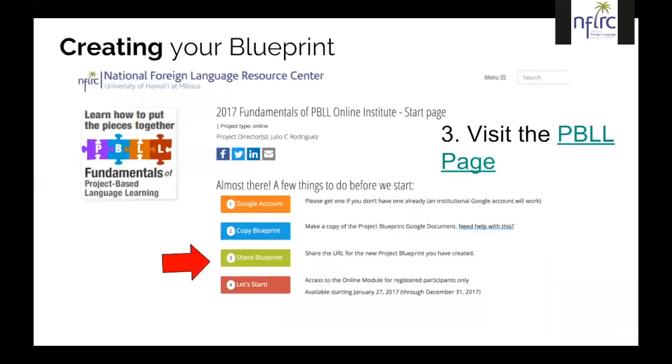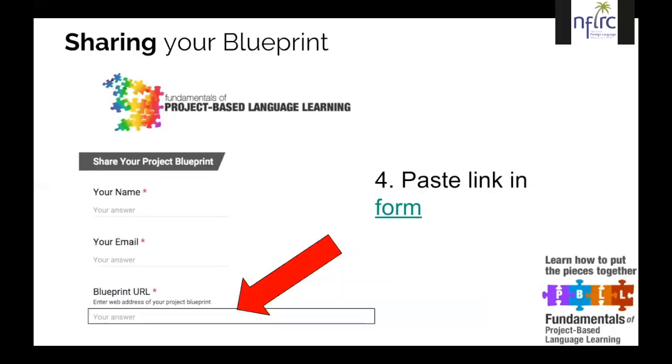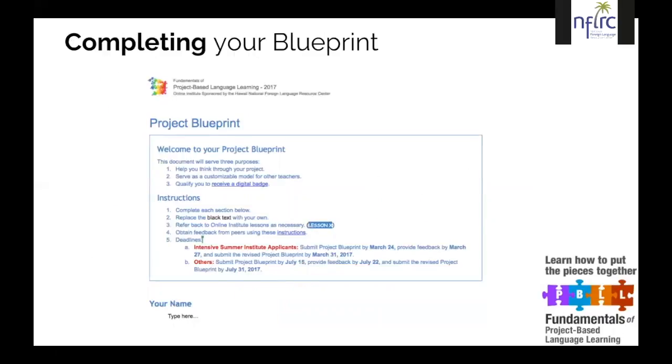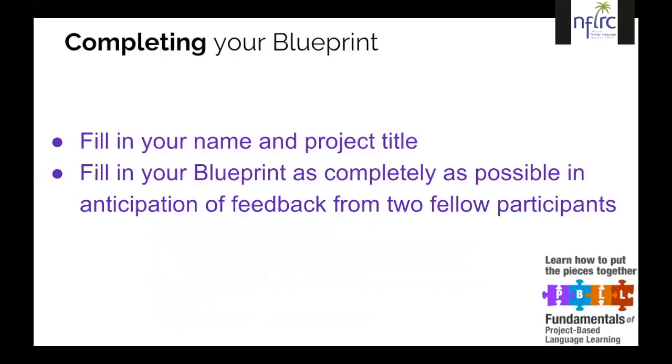So one more time, after you copy your project blueprint URL, go back to our NFLRC homepage and click Share Blueprint. It'll take you to the Google form, and just submit the information from there. Okay, so now you have completed your own project blueprint URL and shared it with us. So let's talk about what you should do with your project blueprint. Ross has told you about the different categories we have and what expectations we have from you, but what exactly do you have to do in those project blueprints?